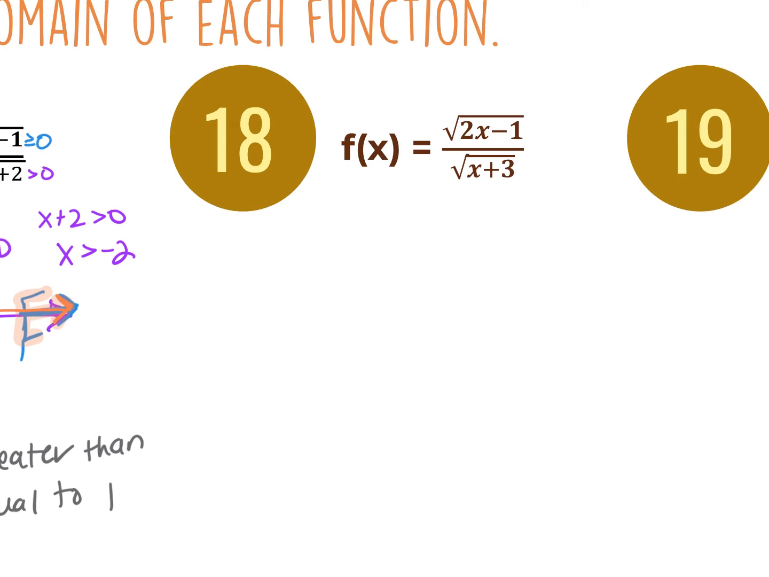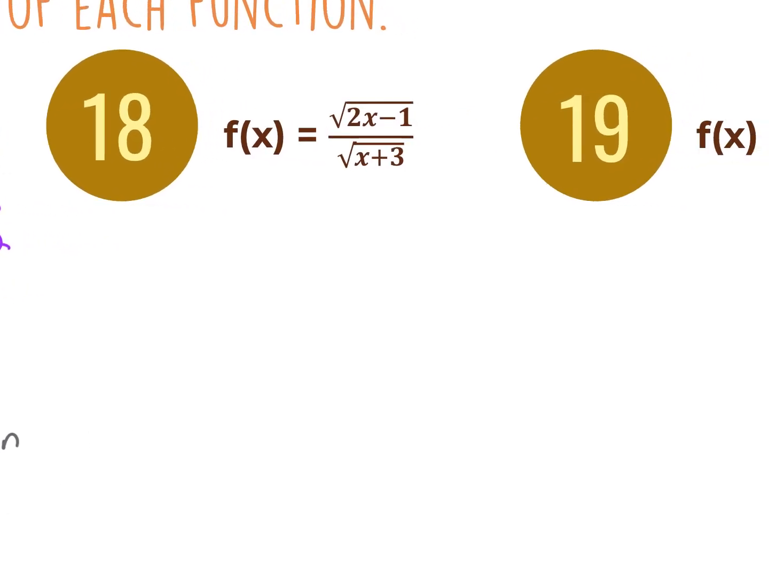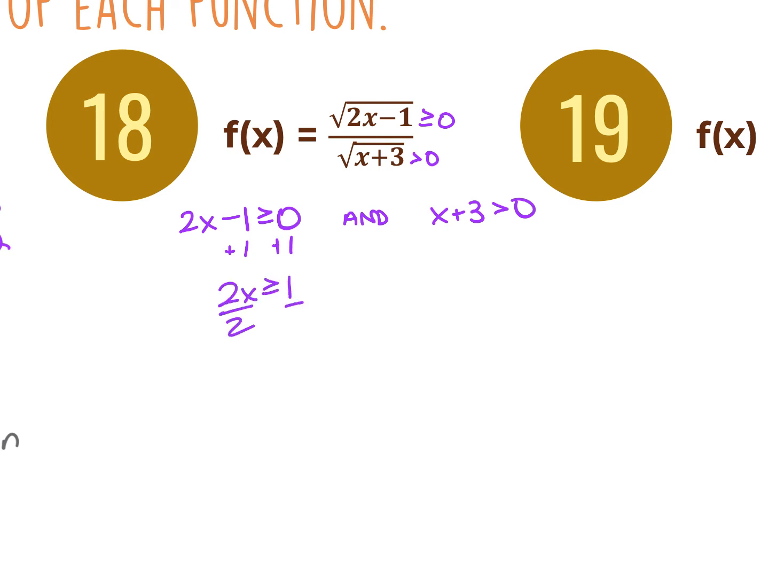Okay, another question similar to that is 18. So I set my numerator greater than or equal to 0. The denominator is just greater than 0. So 2x minus 1 is greater than or equal to 0, and x plus 3 has to be greater than 0. Add the 1: 2x is greater than or equal to 1. Divide by 2: x is greater than or equal to 1/2. Subtract the 3: x has to be greater than negative 3.